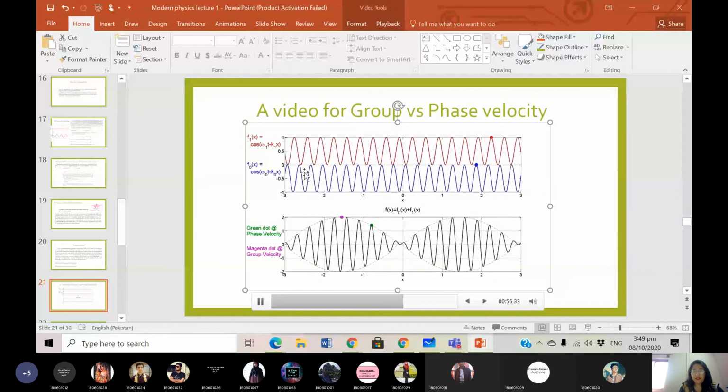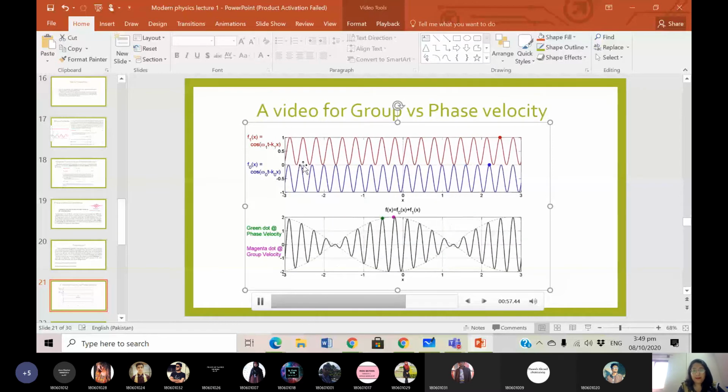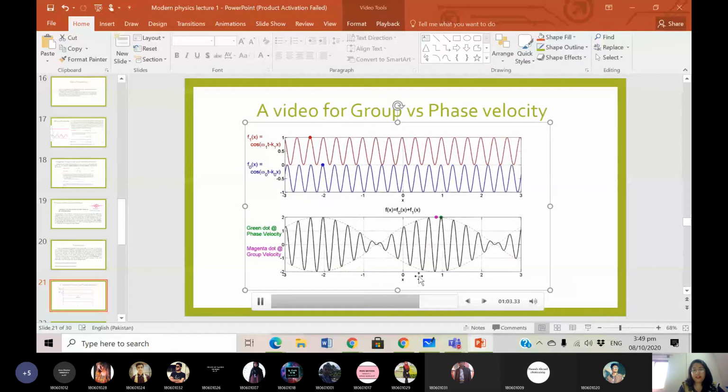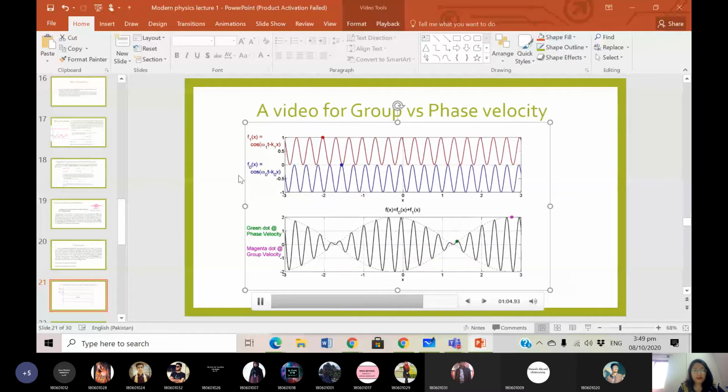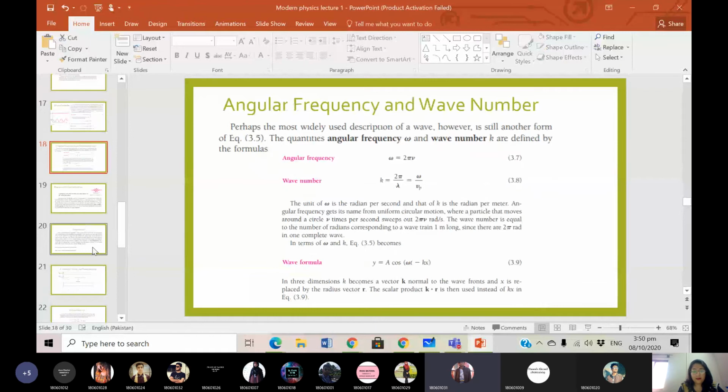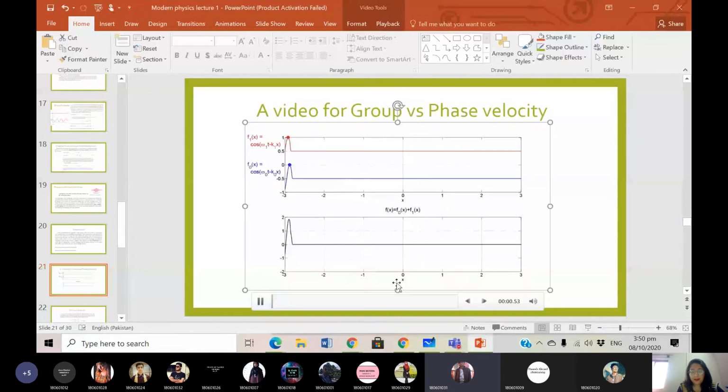Their amplitudes add in some places and subtract in others, so in this way we get a pattern. And we're going to derive the formulas as well. We're going to derive the formula for a wave that looks like this.